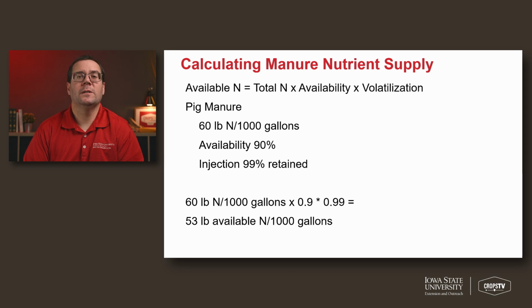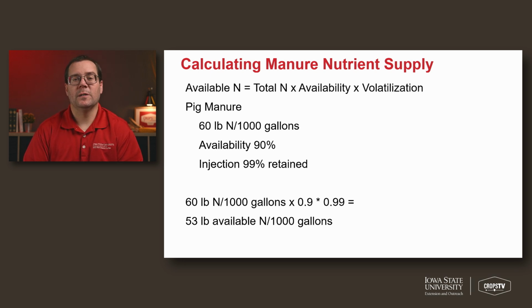I wanted to work through an example of calculating manure nutrient supply. In this case, I have a deep pit pig manure, probably swine finishing manure. I did a manure sample and got back that it was testing at 60 pounds of nitrogen per thousand gallons. The availability recommendations that come from Iowa State are 90 to 100%. Personally, I like 100%. I know a lot of people out there take 90% as a precaution, but it probably is 100% generally with our growing seasons.